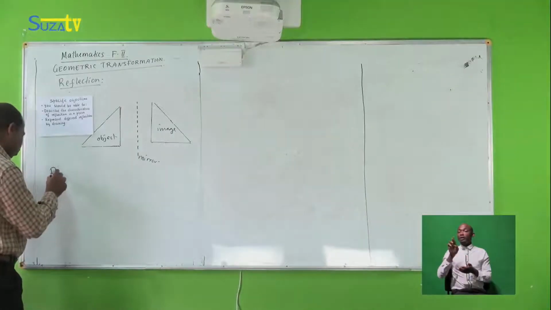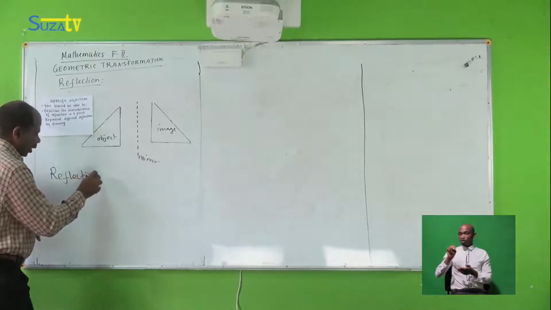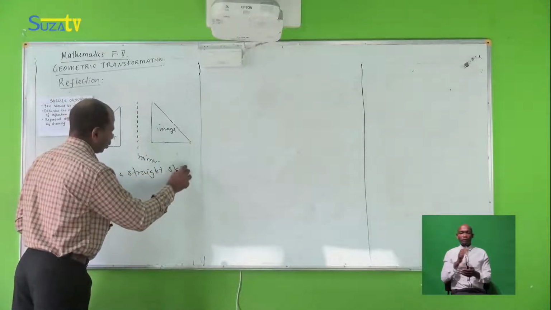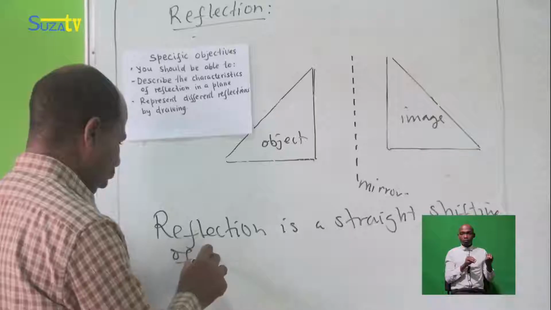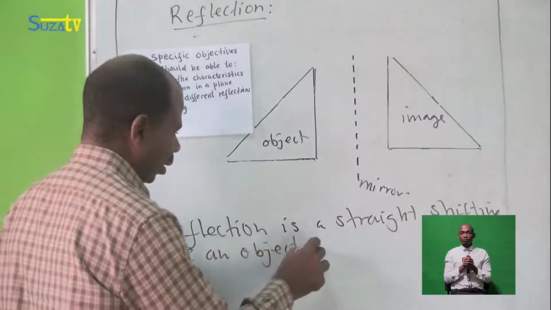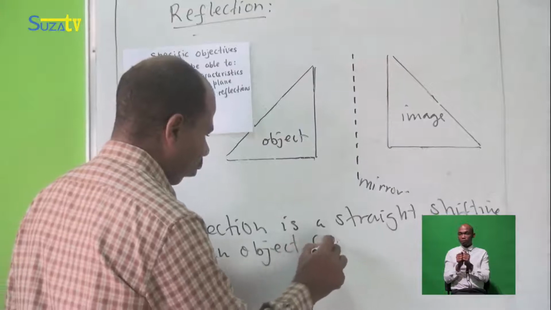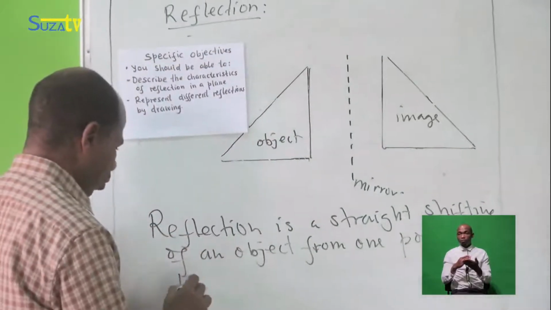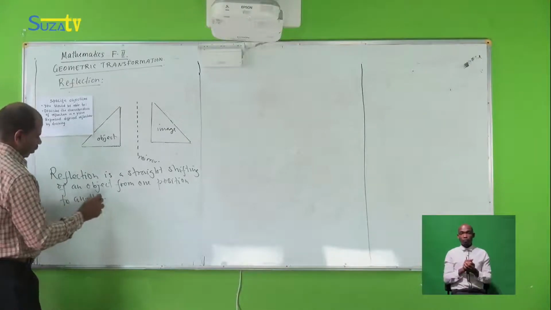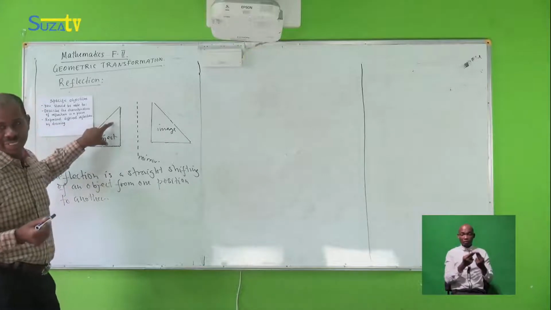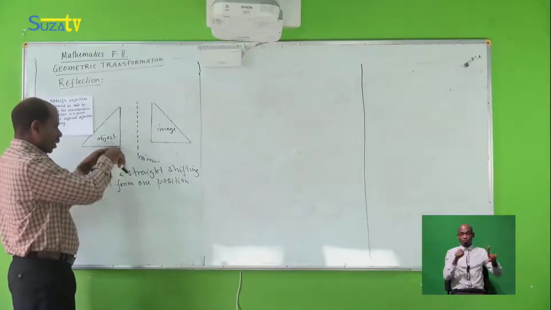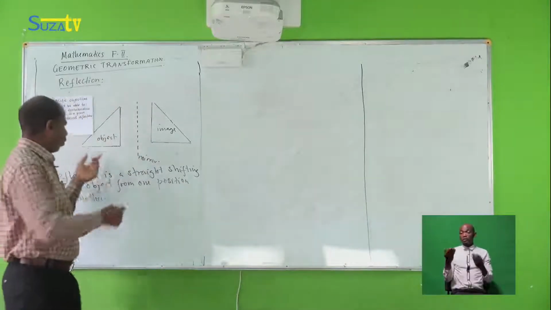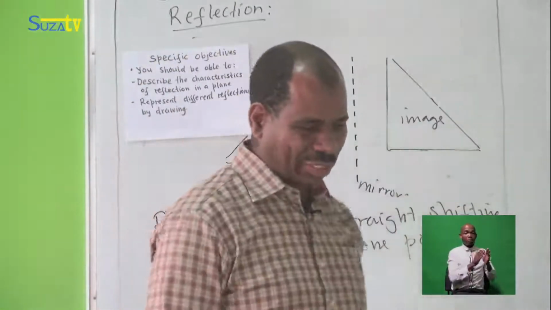Reflection is a straight shifting of an object from one position to another. It's like a triangle. The original triangle is this, and the triangle has shifted from this position to this position. So we can say the reflection has taken from the object to the new position, which is called the image.